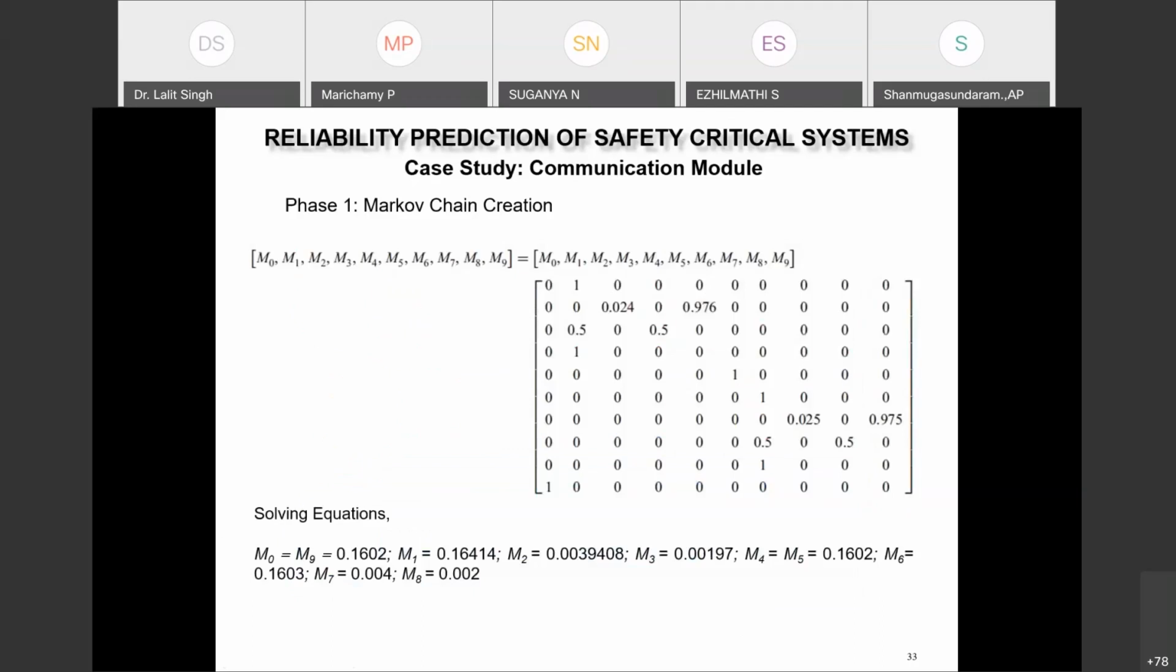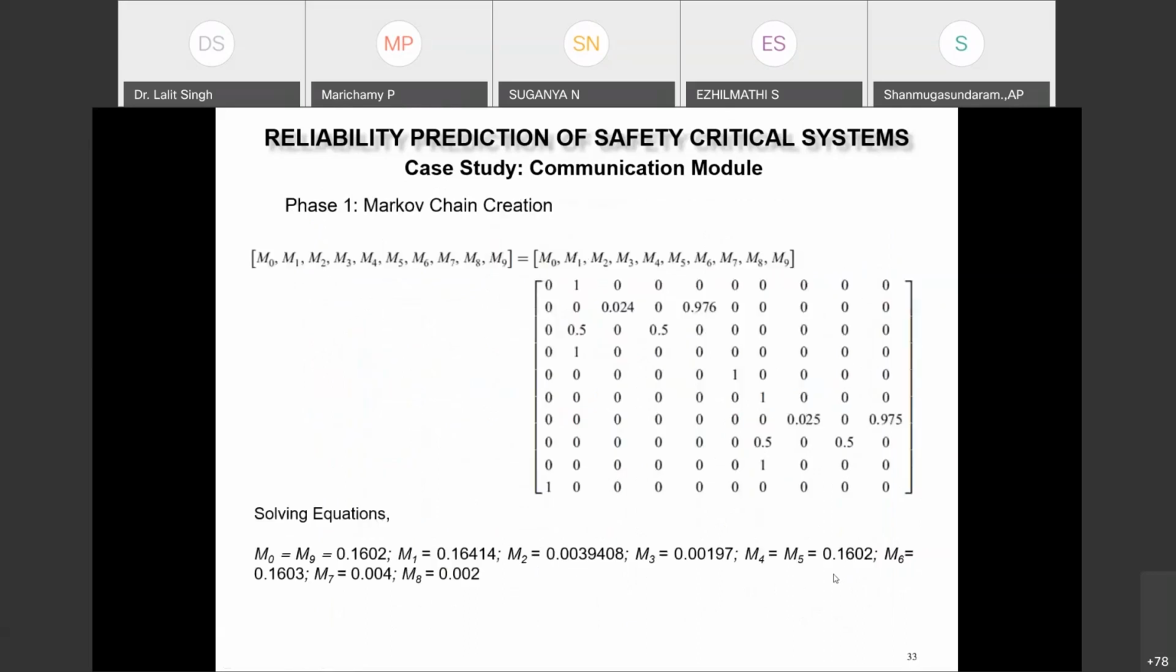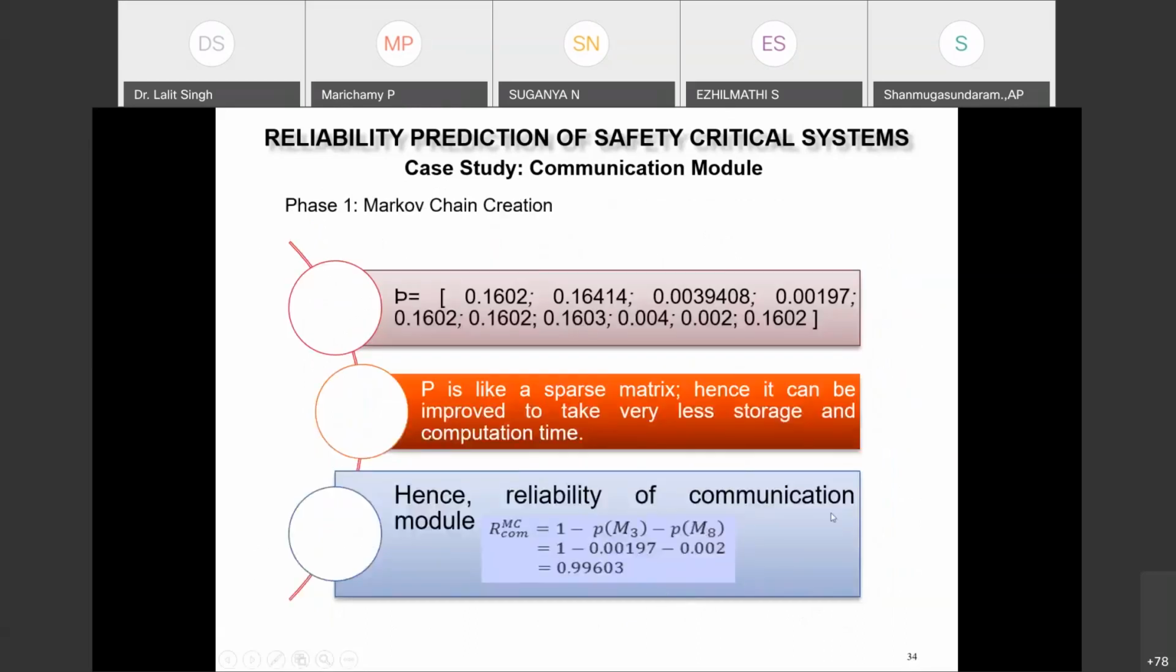Now, after that, we can go back to the Markov chain. We can see what the failure states are, because, as I said, the success states are more in number. So it is always better to first identify the failure states and sum up all the probabilities of those failure states. You can see M3 and M8 were the two failure states where the acknowledgement has not been sent successfully. So we have to just add these two probabilities and subtract it from 1. That will give you the reliability. So the reliability of the communication module is equal to 1 minus M3 minus M8.